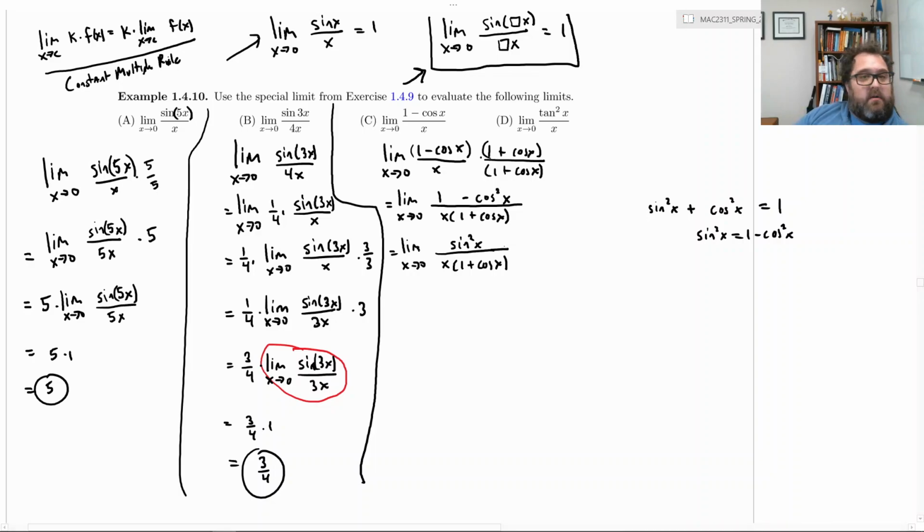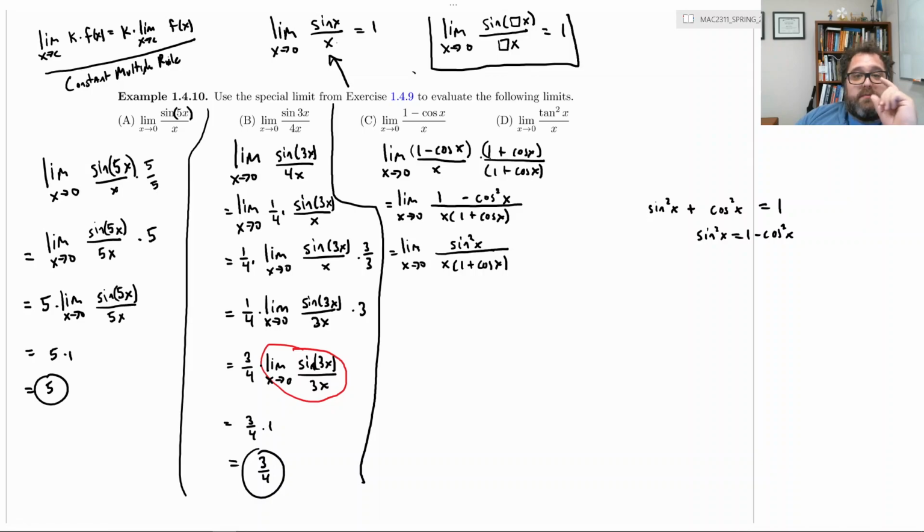Now, we're still in trouble here because we still can't plug in a 0, because if we do, the top and the bottom still turn to 0. So this is still in indeterminate form. But remember, what am I trying to do here? I'm trying to take advantage of my special limit. And here I don't have a composite, so I'm going to use the regular version. The limit as x approaches 0 of sine x over x.